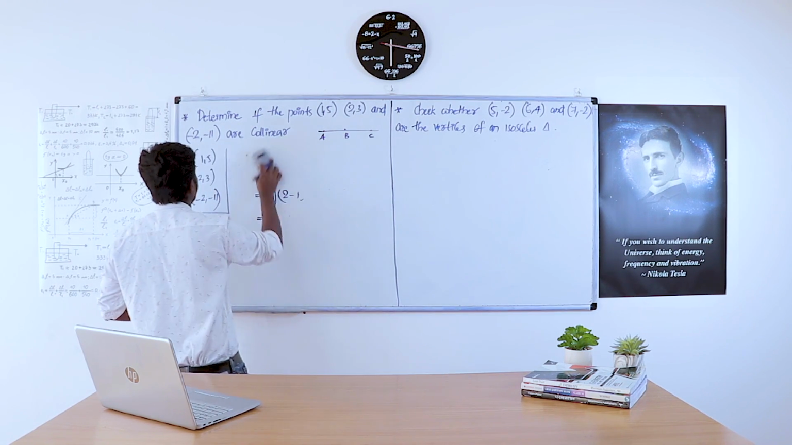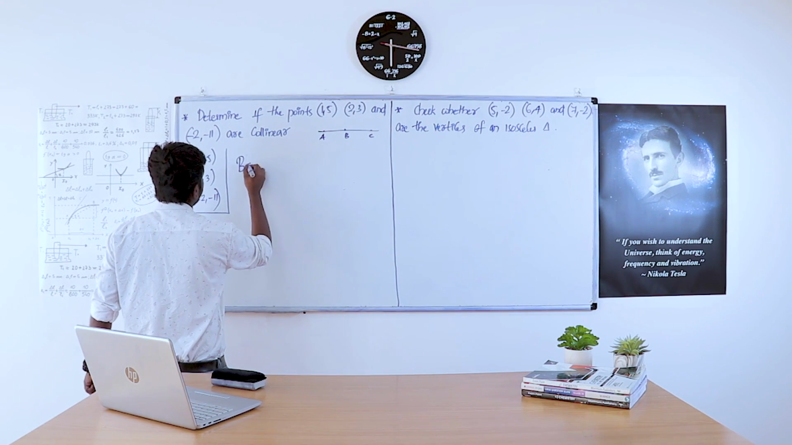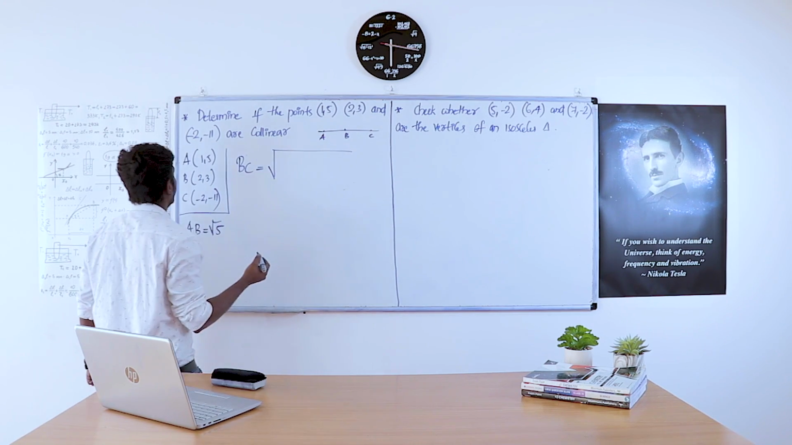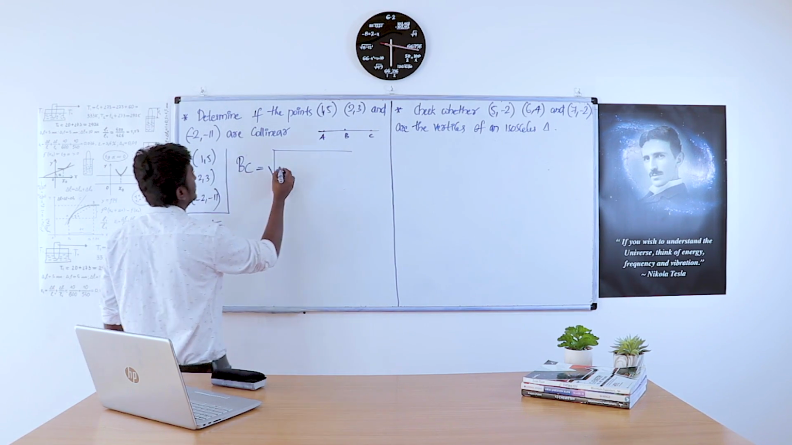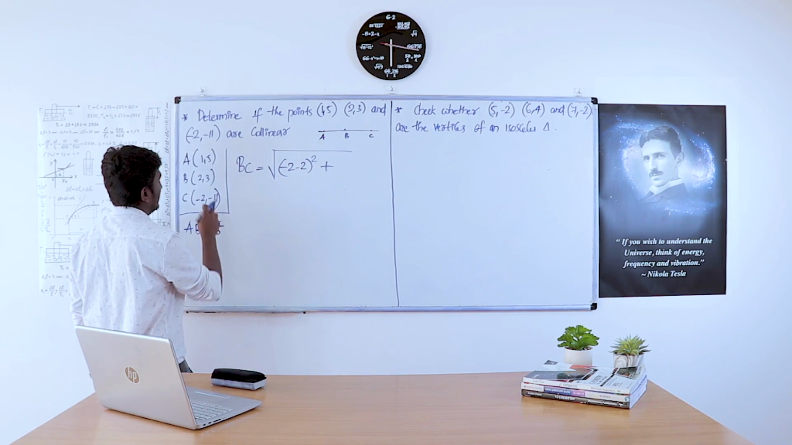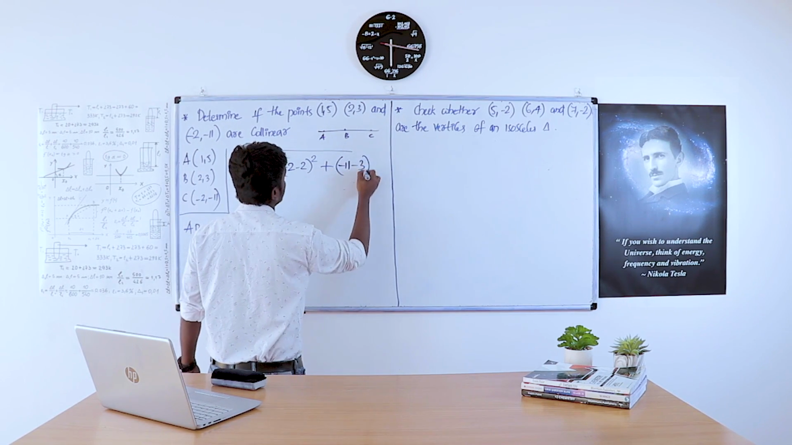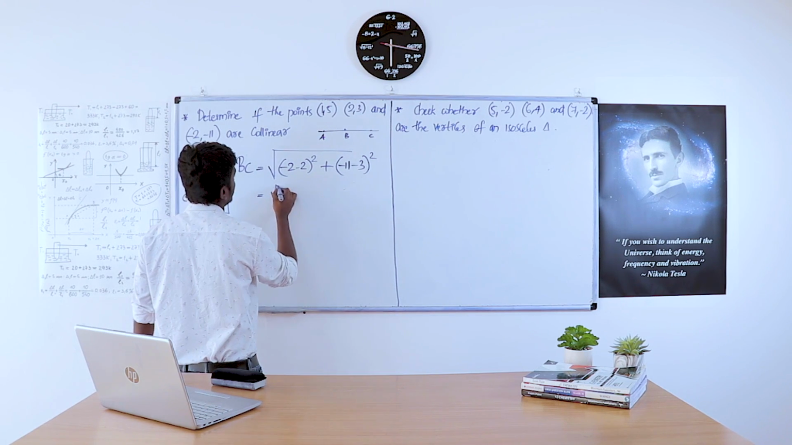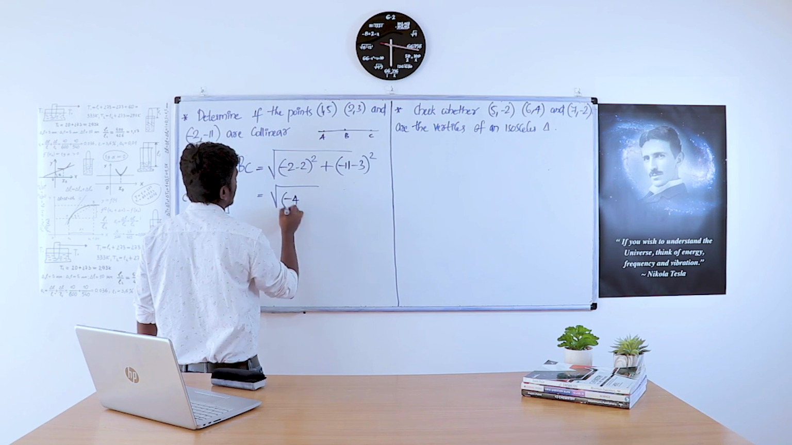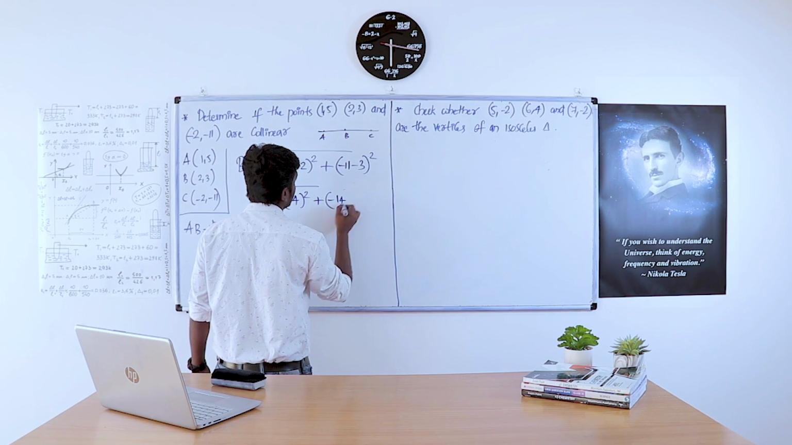Now I am going to find BC. What is BC? BC is equal to root of (x2 minus x1), that is (minus 2 minus 2) the whole square plus (y2 minus y1), that is, sorry, (minus 11 minus 3) the whole square. That is equal to root of minus 2 minus 2. What is minus 2 minus 2? It is minus 4 the whole square plus (minus 11 minus 3), that is minus 14 the whole square.